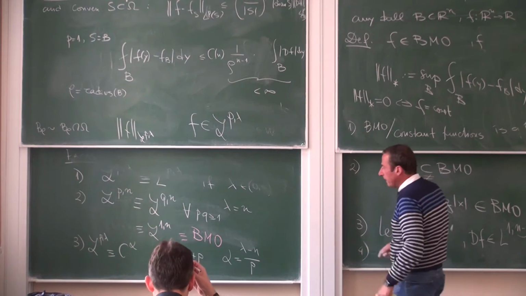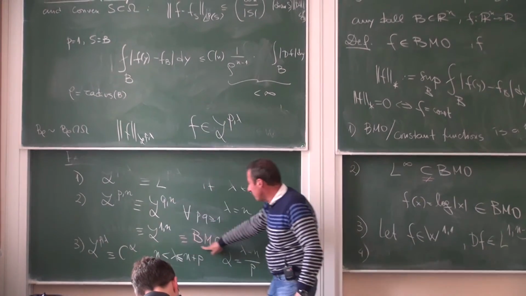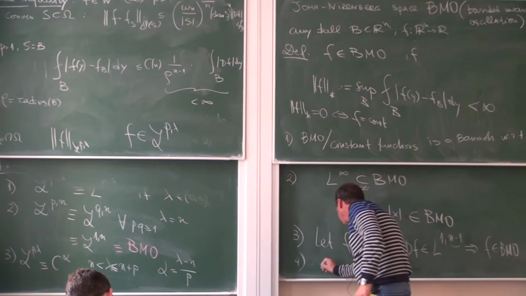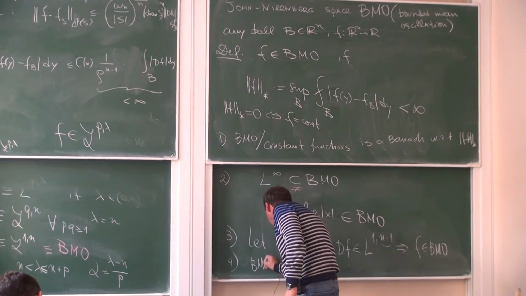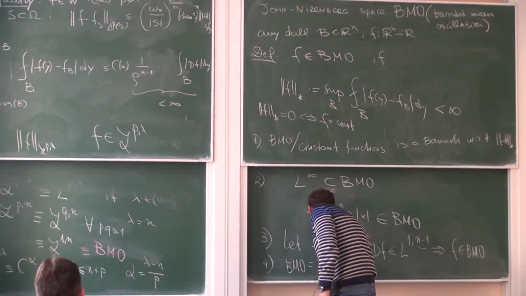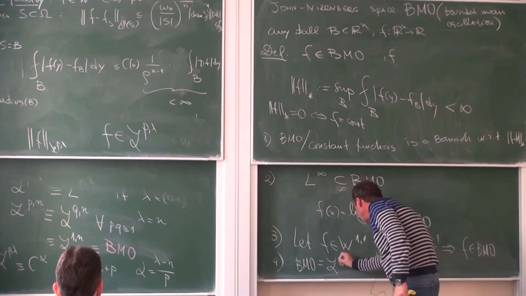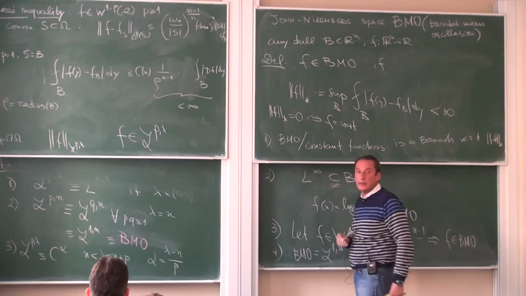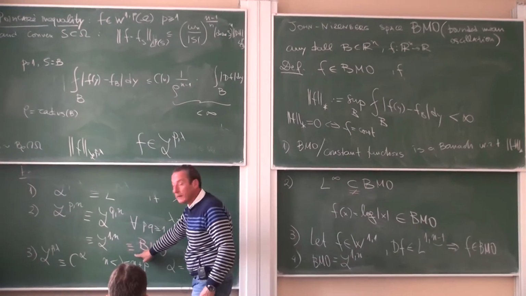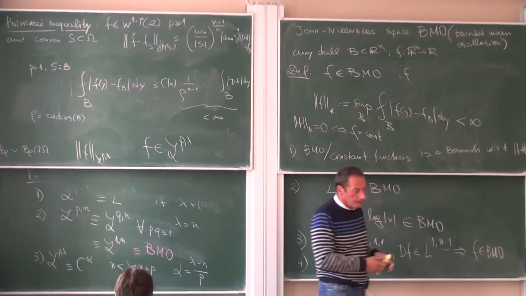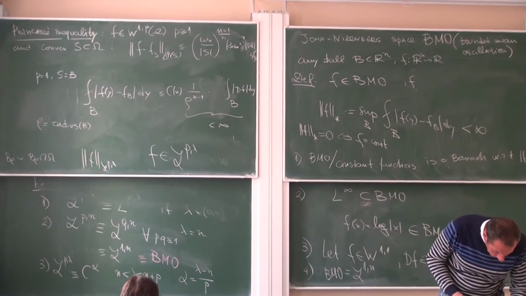Okay, the fourth property, which is written here, is that BMO is exactly the Campanato space with exponents 1 and n. This one here is the fourth property.